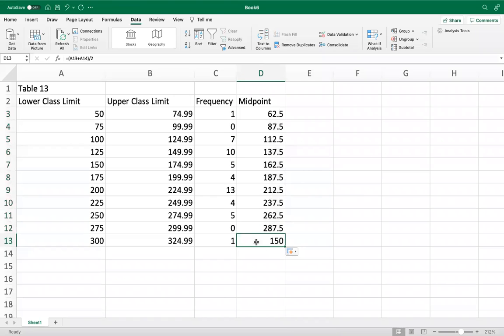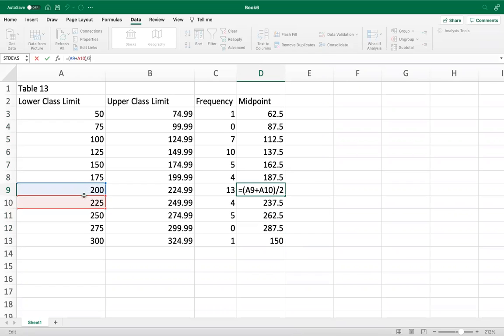So now looking at this very last one, just to make sure, well, let's look at one of the middle ones first. We'll talk about the last one here. So this one here is 200 and 225. The middle of these two values ends up being 212.5, which makes sense, looks good.